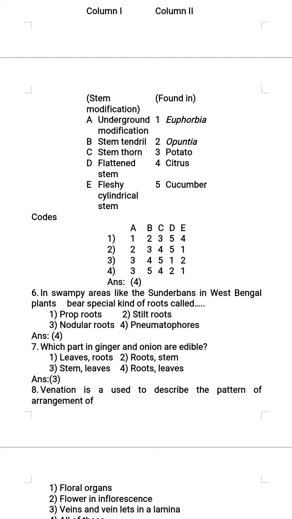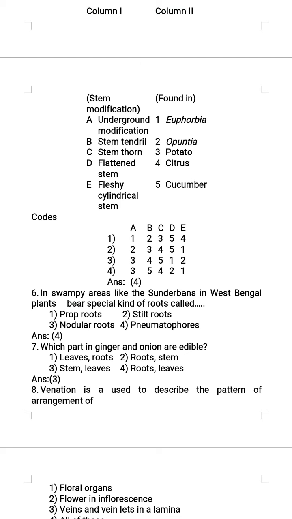It means A is matching with the 3, B is matching with the 5, C is matching with the 4, D is matching with the 2, E is matching with the 1. Next, sixth question, students. In swampy areas like the Sundarbans in West Bengal, plants bear a special kind of roots called, let us see options. 1, prop roots, 2, stilt roots, 3, nodular roots, and 4, nematophores.